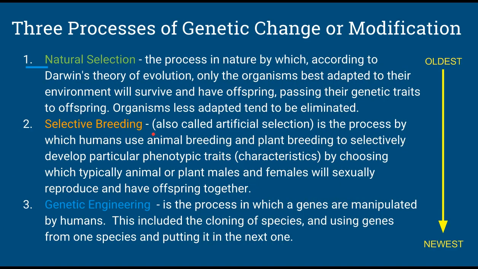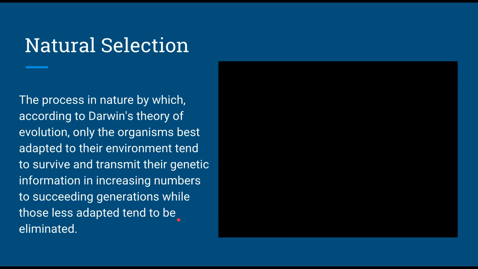I think this is the last part of the unit. There are 3 processes of genetic change or modification, and we're going to go from the oldest. In fact, this is so old, it was before there was even a thought of humans on the planet. Selective breeding began about 1,000 years ago, maybe. And genetic engineering is the most recent, the most modern technique for changing the genes of particular organisms. So you can read through those types, but I'm going to discuss each one of them individually.